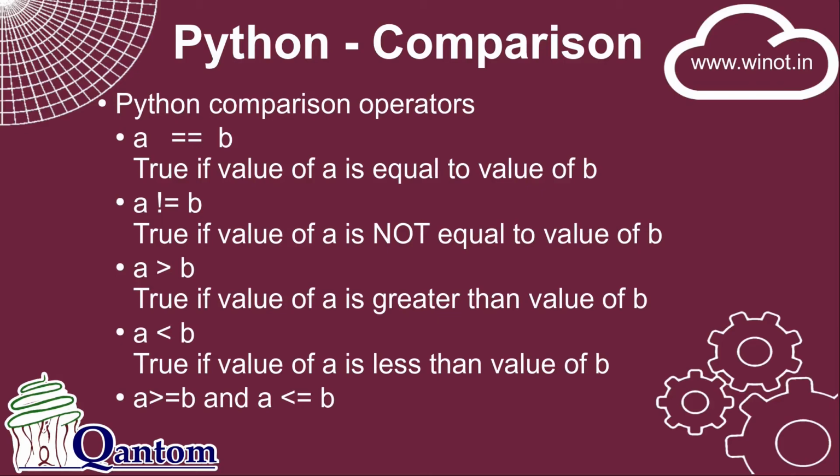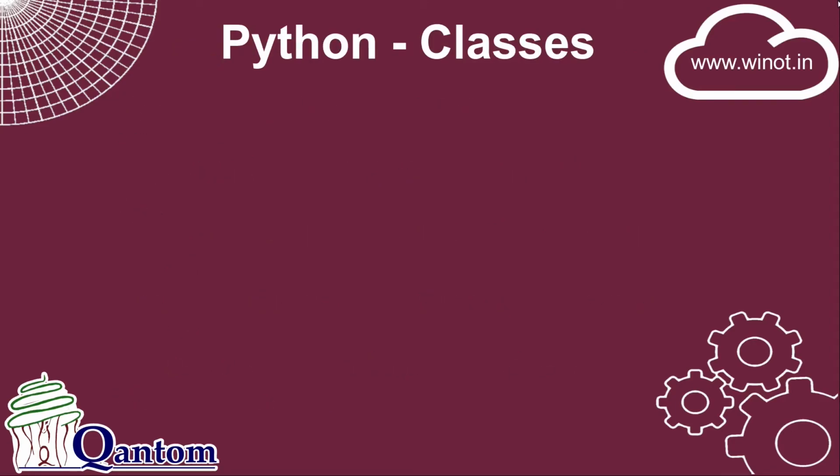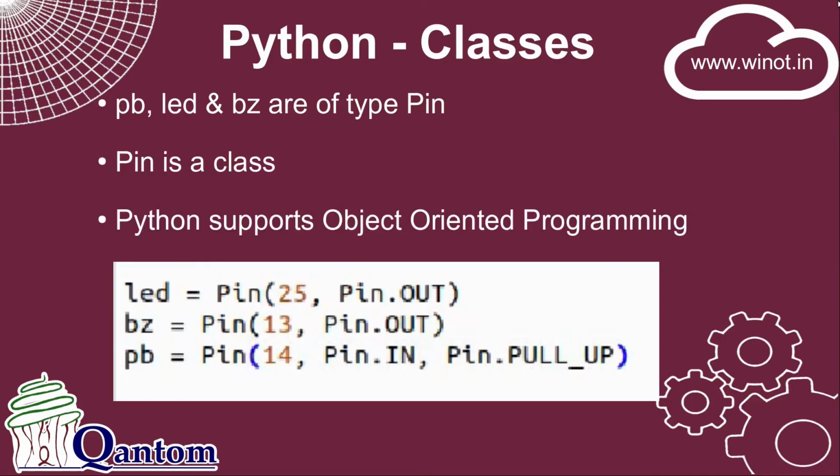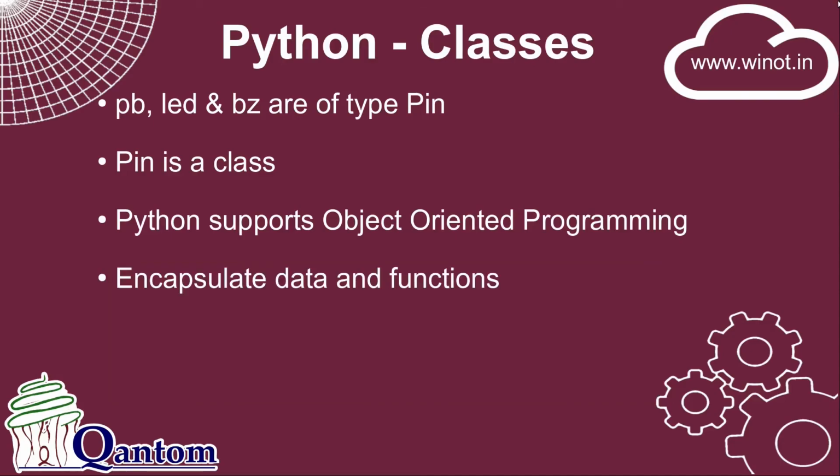When we declared the variables LED, BZ and PB, we created them as pin type variables. If you're from a structured programming background like C, you'd have declared these variables as int, float, boolean, etc. So what do you mean by declaring a variable as pin type? What does the pin data type mean here? Pin is actually a class. Python has full support for object-oriented programming. While the OOPS concept is quite vast, I'll just give a short introduction to what it means.